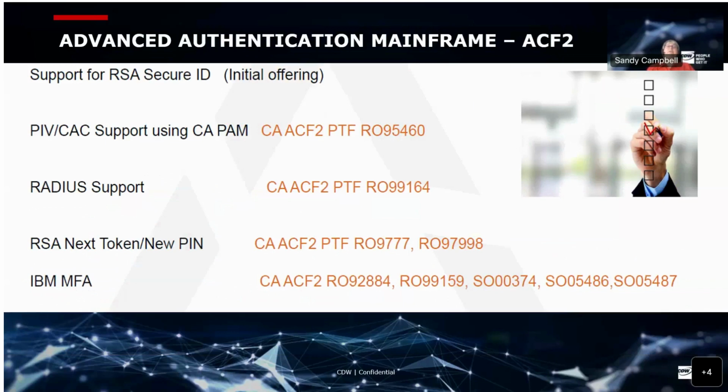These are for ACF2. These would be the PTFs that you would require if you want to use PIV or CAC support using CA PAM. That's the PTF required. Radius support is this one. RSA token would be this one. And again, these are just for CA ACF2. And then again, IBM's product works with ACF2 as well.